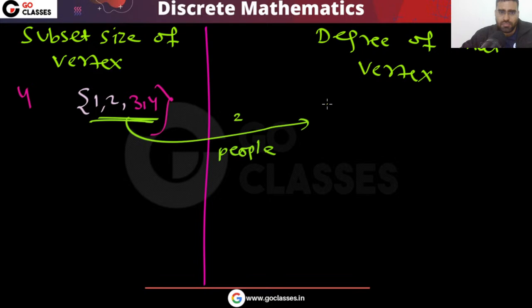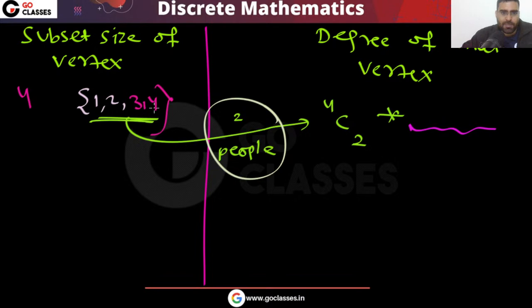Now, the remaining people. Remember, if you take two people, exactly two people you can take. You cannot take the third person. For example, if you take 1, 2, you cannot take this 3, because we want exactly two common elements. Two people are adjacent if they have exactly two common elements. So remember, you can only take two people. Okay, after that, again the same thing will happen.